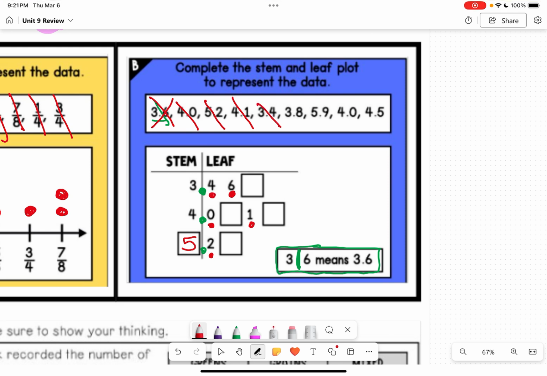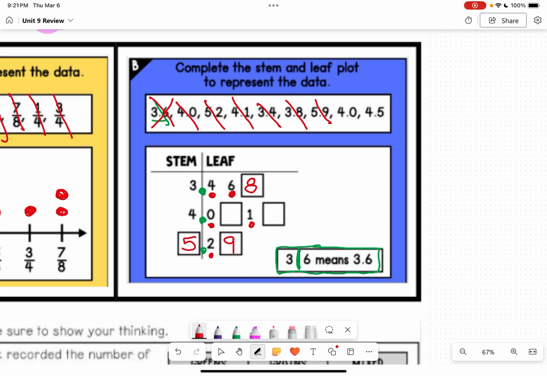3.8. Now I don't have 3.8. So this box right here is missing an 8. Now we have 3.8. Mark it out. 5.9. I have 5.2, but I don't have 5.9. So add a 9 in this box and mark it out.